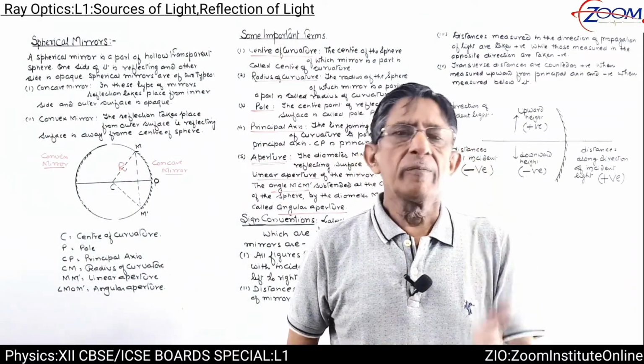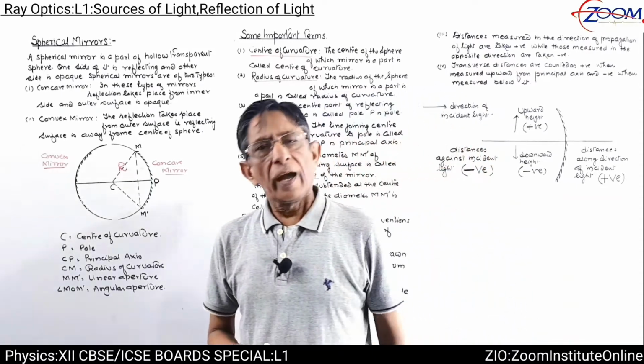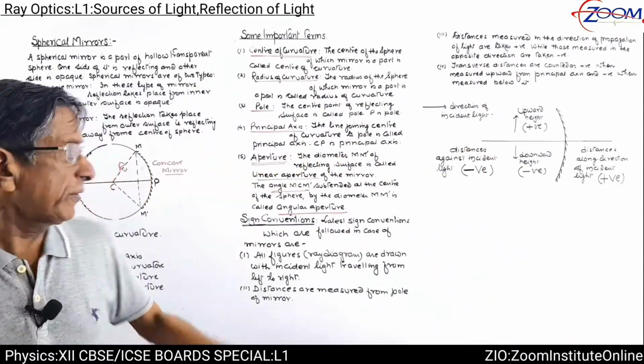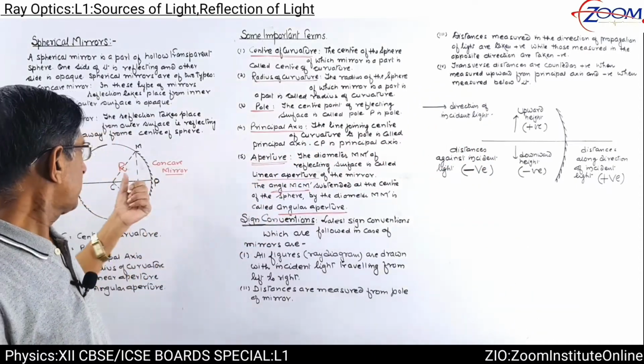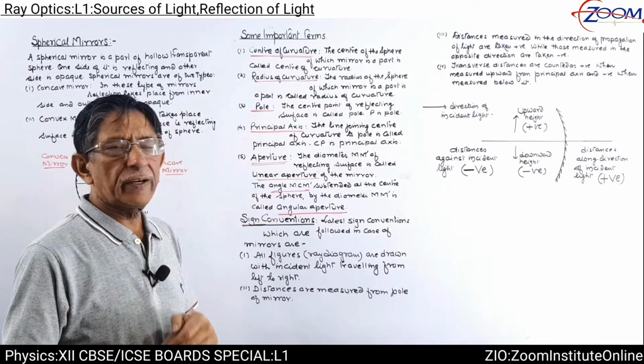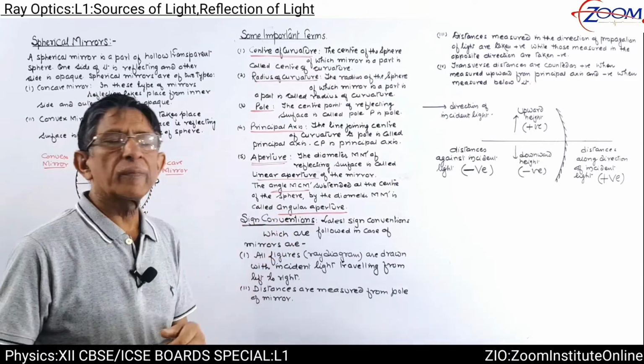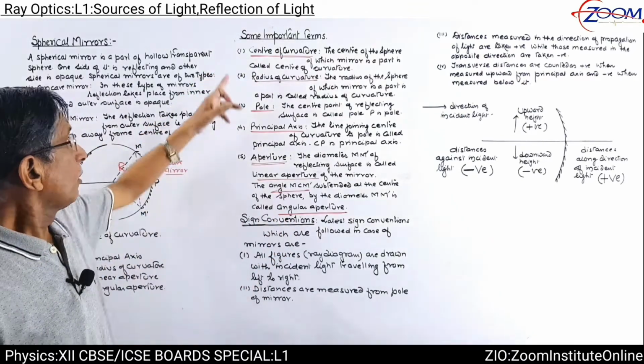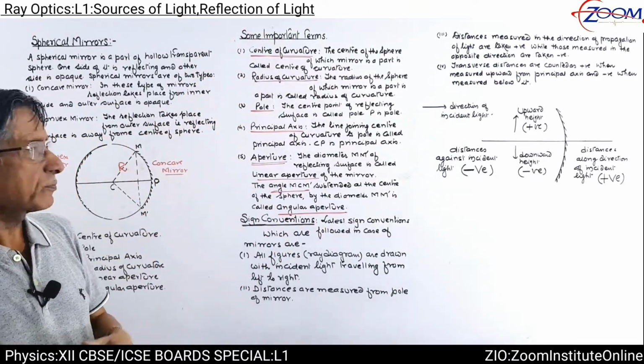Linear aperture means the diameter of the mirror. Angular aperture means the angle subtended by the diameter at the center. The angle subtended by the diameter at the center is called angular aperture. So these are 5 important terms.